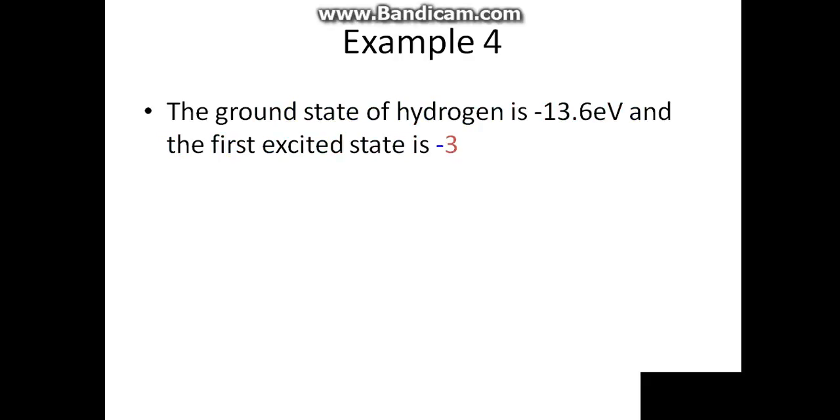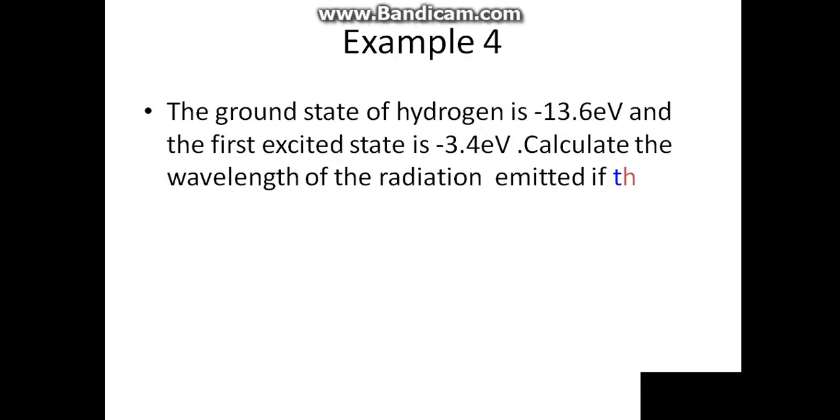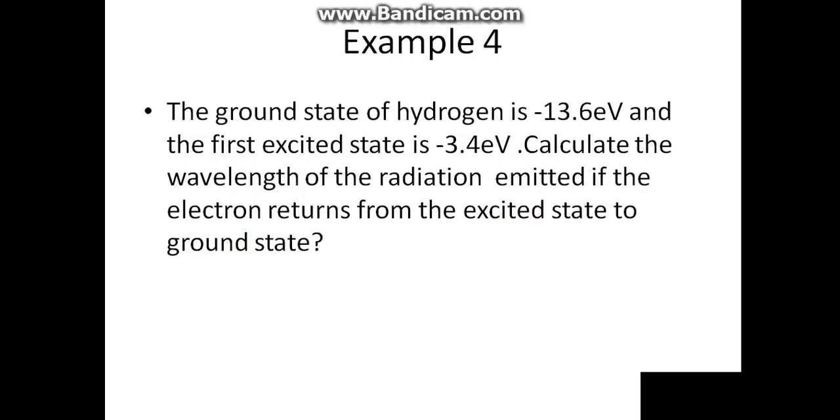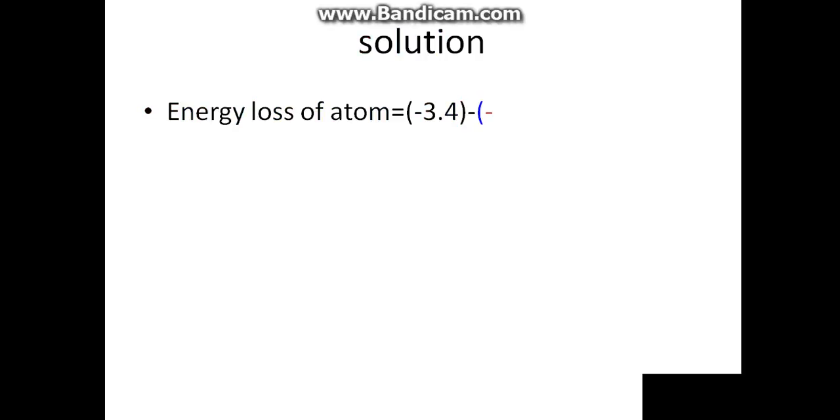Example 4. The ground state of hydrogen is minus 13.6 eV and the first excited state is minus 3.4 eV. Calculate the wavelength of the radiation emitted if the electron returns from the excited state to the ground state. Solution. Energy loss of the atom is equal to, in brackets, minus 3.4 minus 13.6, which is equal to 10.2 eV.